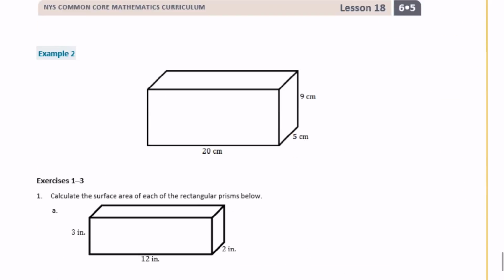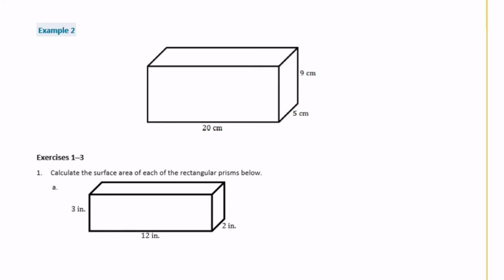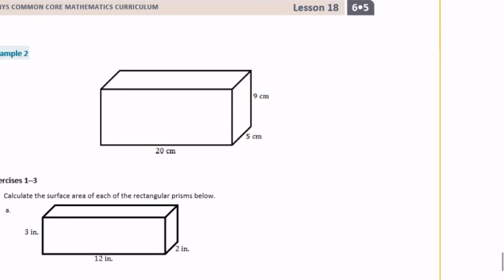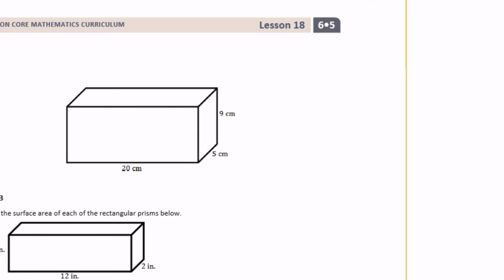Example 2. I think it just wants us to find the surface area. So we know we're going to have two groups of length times width.